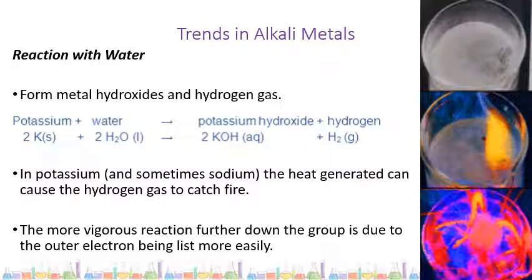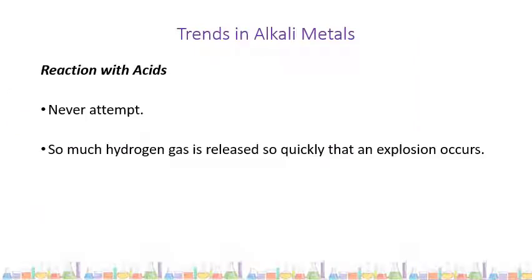The reason for that is this is an exothermic reaction, a reaction that produces heat. If enough heat is generated, the hydrogen gas will catch on fire, and that's what we see happening here. So we can see as you move down the group, the reaction becomes more vigorous. The reason for this, like we discussed with that outer shell electron, is that it's more reactive. The electron is being lost more easily.